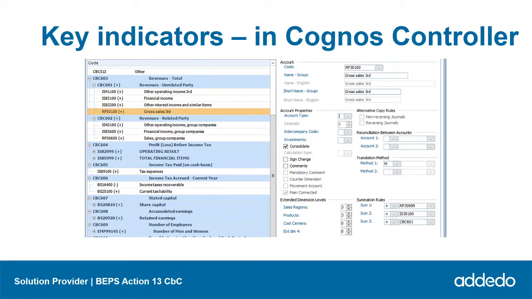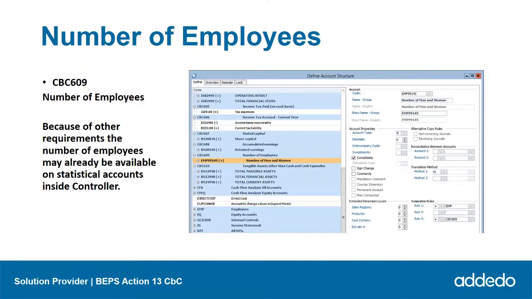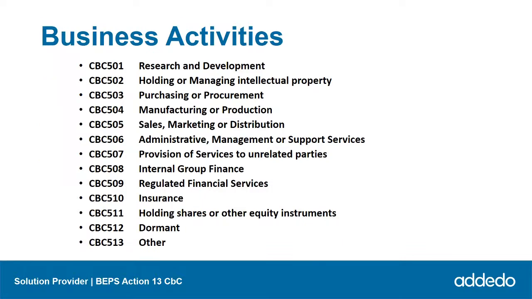The names are the same as the key indicators, both the code and the name. Also, we have to set up the number of employees as a summation account. It's usually available inside Cognos Controller as well. If it isn't, you have to enter it on an account and sum it up to a summation account inside Cognos Controller.